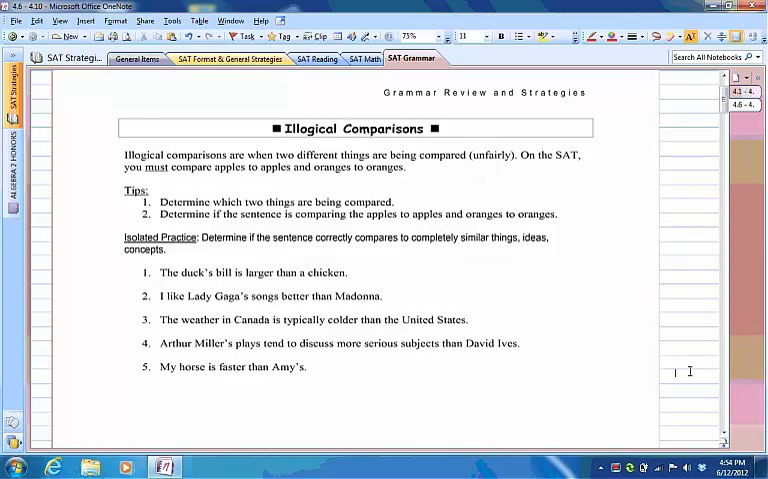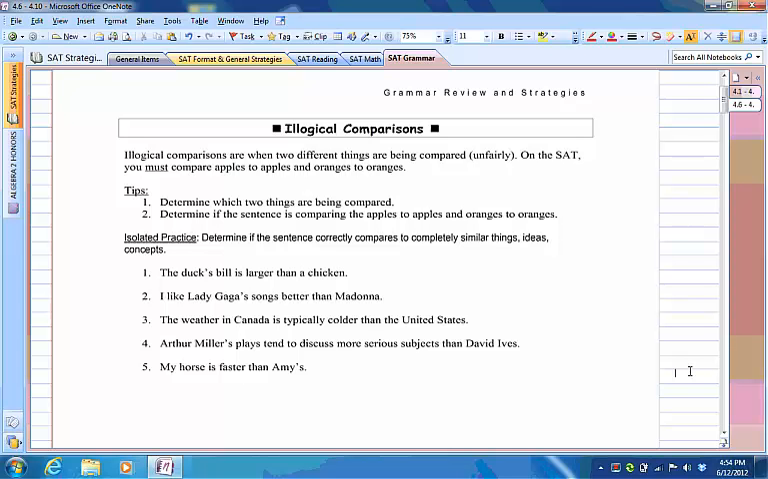With illogical comparisons, you want to make sure the two things that you're comparing are compared logically. So for example, you want to compare apples to apples or oranges to oranges. Just so you have a better idea of what I mean by that, let's look at some of the examples here. The duck's bill is larger than a chicken.